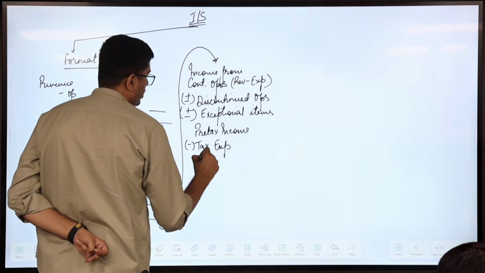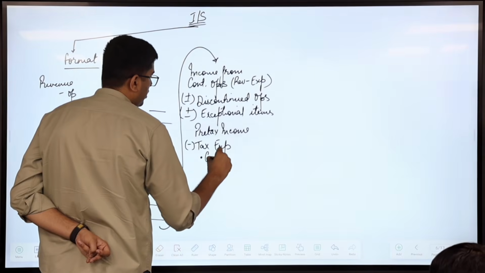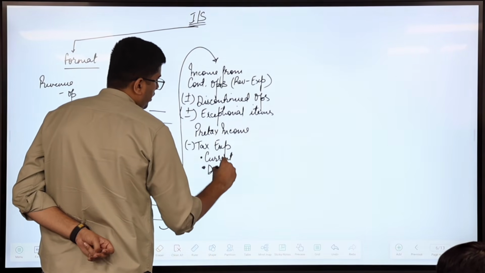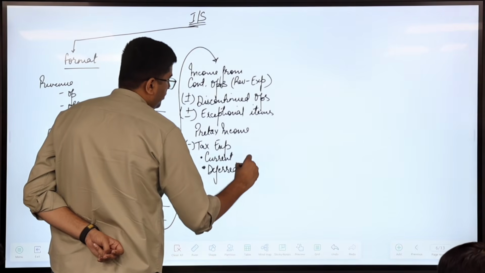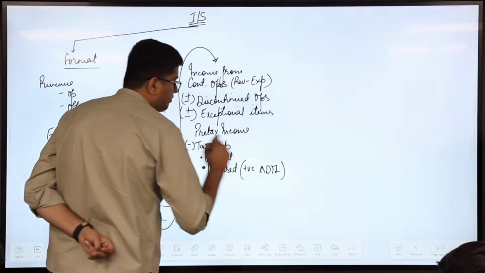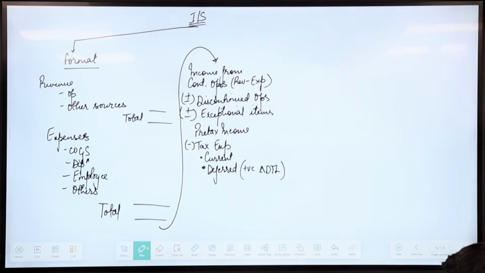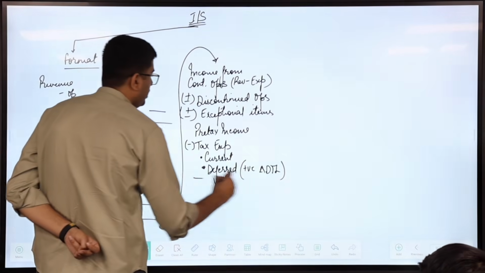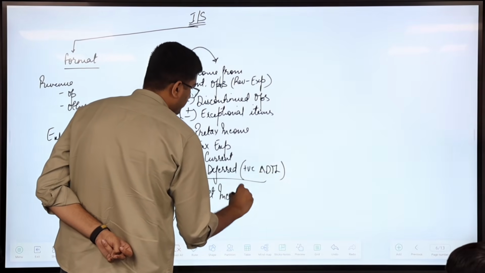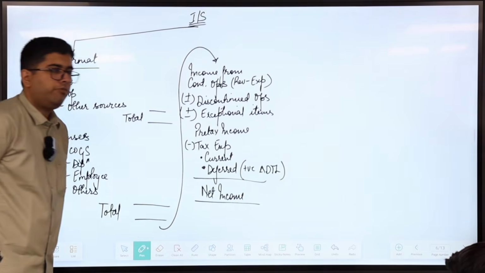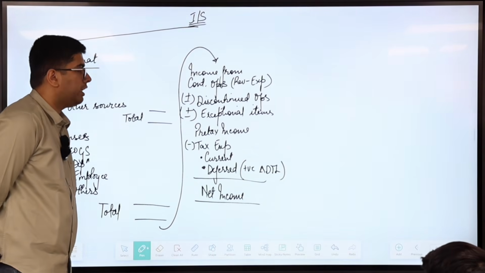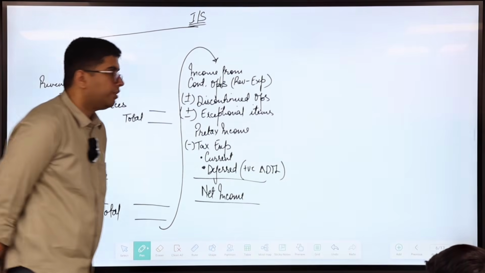Tax expense is broken down into current and deferred. Deferred, if positive, represents change in deferred tax liability. If it is change in deferred tax asset, this will be a negative number, giving us net income. From net income, dividends will be paid, and then the amount will be labeled as retained earnings transferred over to the balance sheet.